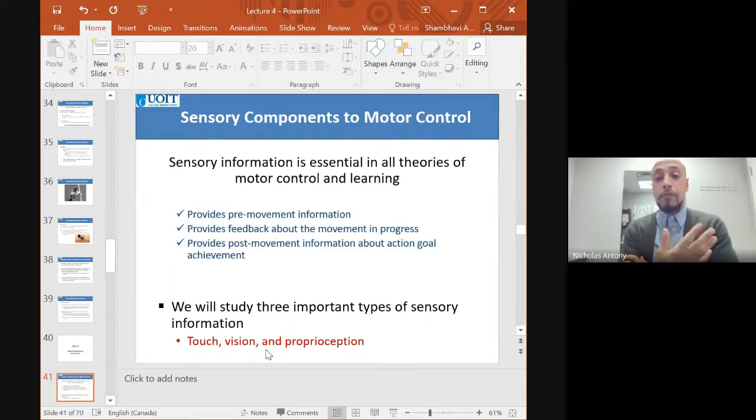So the main ones that we typically utilize are touch, vision, and proprioception. We'll go through each of them briefly now and then watch a little bit of a video. But this sensory information is clearly important for us in completing motor skills that we've learned. That sensory information would be utilized before movement to figure out how we should move. It could be utilized during movement to give us feedback. And it can be utilized after movement to help us consider what we should do differently to achieve the goal better next time.